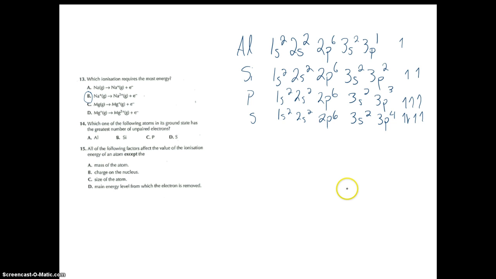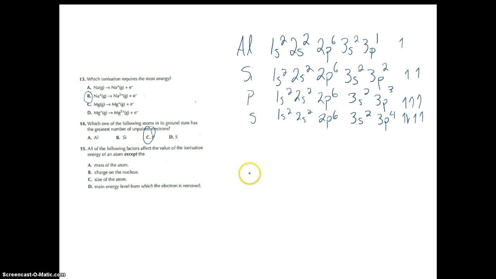Number 14, which of the following atoms in the ground state has the greatest number of unpaired electrons? For this one, we just have to draw the electron configuration of each and compare. Looking at these arrangements, we can see that aluminum has 1 extra electron, at 3p1. Silicon, although it has a 2 that's an even number, it seems like a pair, but these are 2 singles. Phosphorus has 3 singles in that p level, and sulfur has 2 singles and a pair. So the one with the greatest number of unpaired electrons, that's phosphorus.